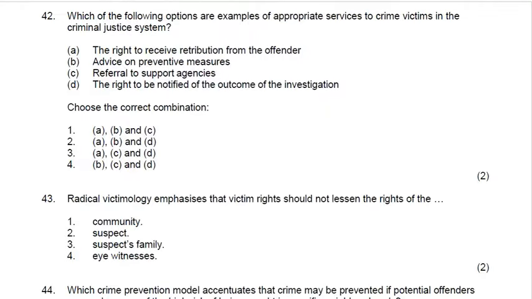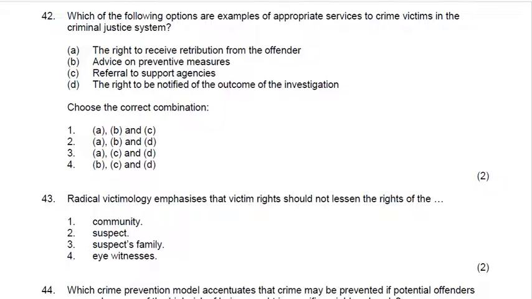42. Which of the following options are examples of appropriate services to crime victims in the criminal justice system? The answer is 4, which is B, C, and D. Okay, we're going to read B. Advice on preventive measures. C. Referral to support agencies. D. The right to be notified of the outcome of the investigation. This is found on page 78 of our study guide.